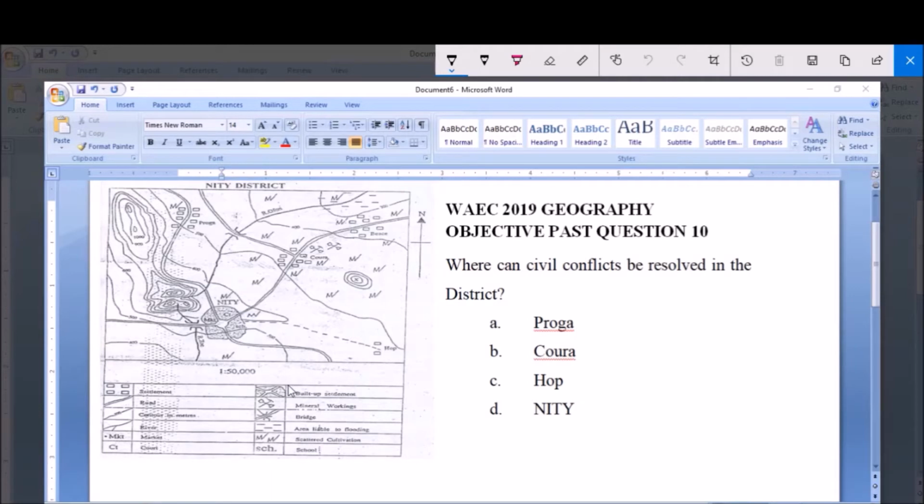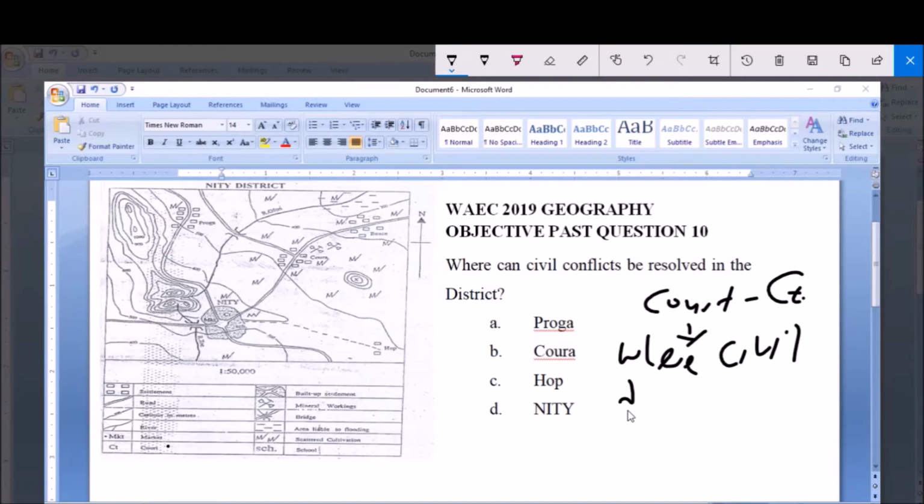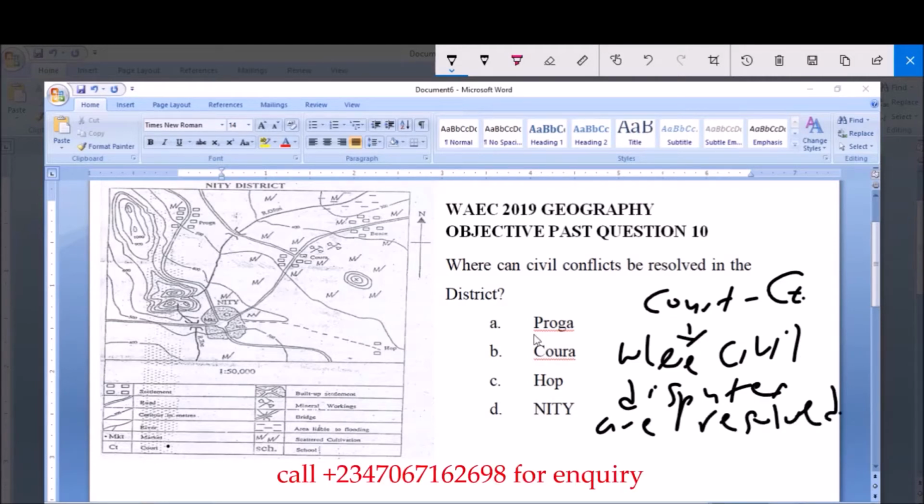for the map. So, looking at the keys here, you have court as one of the keys, represented by CT. And as we know, a court is where civil disputes majorly are resolved. So all we need to do to answer this question is to locate where this key, a court, is found on the map, and the settlement where the court is located.